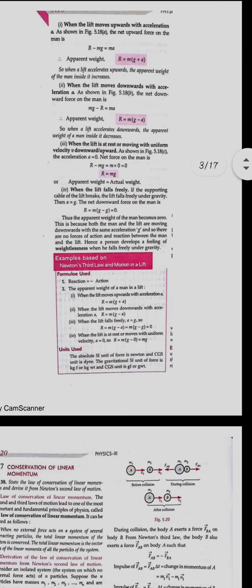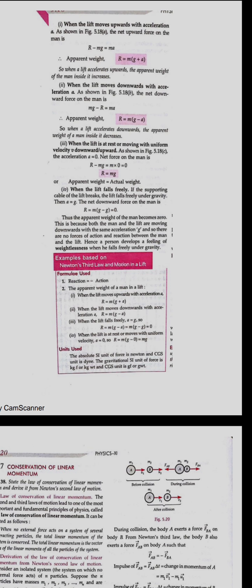Similarly, when the lift or elevator moves downward, the acceleration is in the downward direction. So g and a are in the same direction, but mg and R are always in the opposite direction. So it is given by mg minus R equals ma. On taking the reaction, we can say that R equals m(g minus a). So this is the apparent weight of the man when the lift is moving vertically downward, and the apparent weight feels decreased.